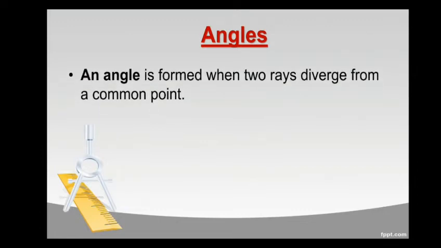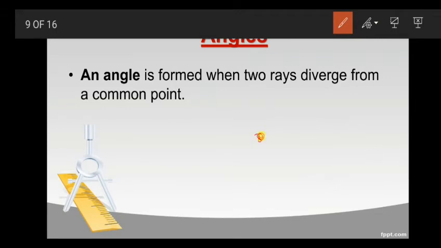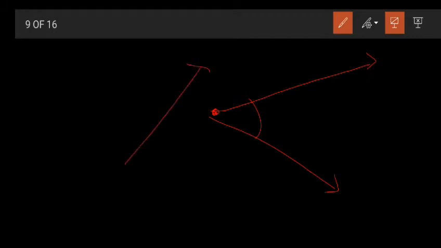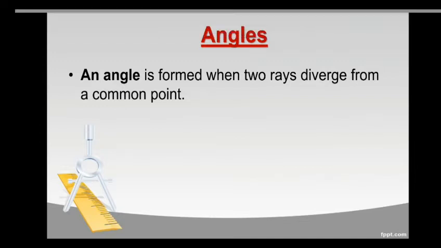An angle is formed when two rays diverge from a common point. Okay, suppose there is a point. We need to have two rays. Suppose we have a point, and if two rays are diverging like this, then an angle will be formed. Okay, angle is formed when two rays diverge from a common point.